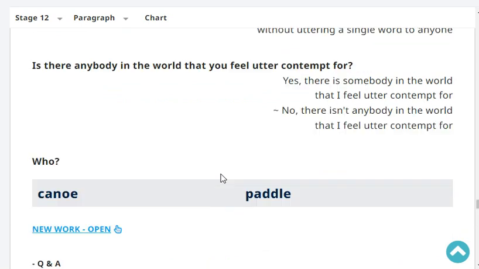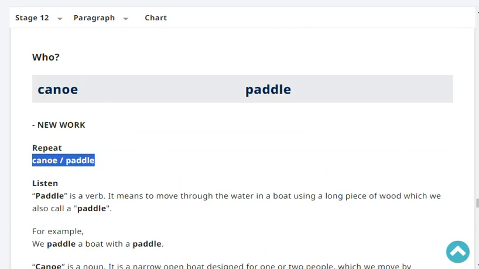Okay, so that's the end of our revision. Let's have a new word. Okay, repeat. Canoe, canoe, paddle, paddle. Very good.